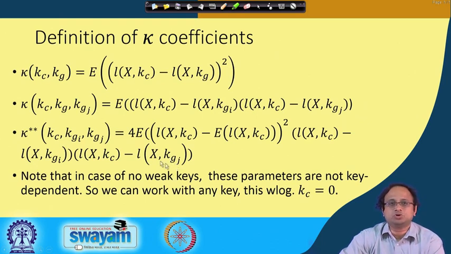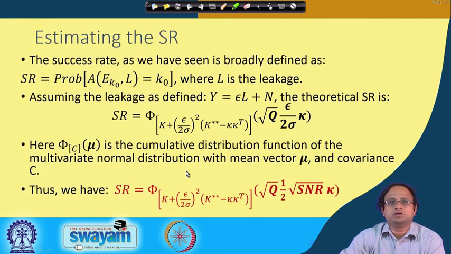Okay. So, at this point, let us not just take these definitions, but rather try to apply them in our context. The idea is that for all these parameters there is a term called Kc, which stands for the actual key. But the good thing is that you need not know the key. If there are no weak keys, then these parameters are not key dependent. So, you can work without loss of generality with any key, and you can set Kc equal to 0 and do your calculation without even knowing the actual key. Okay. So, now there is a formula which you can directly apply.